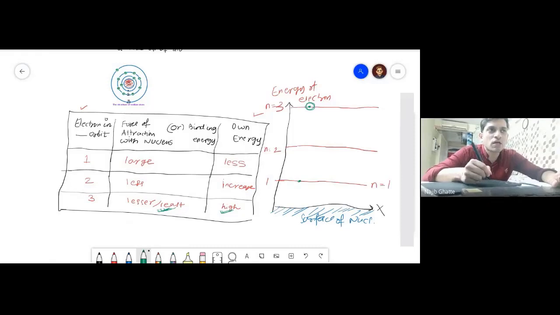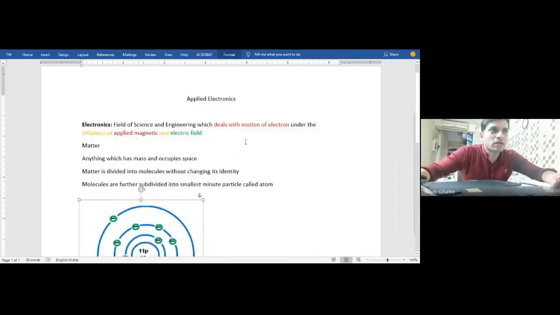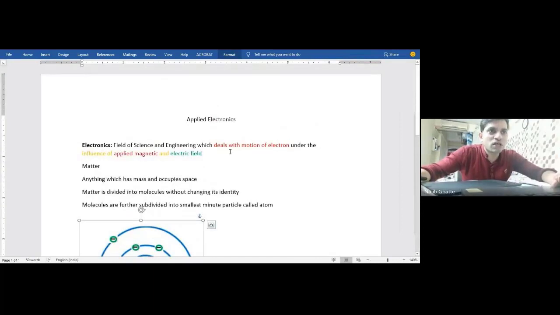That is the reason you always go for the electron available in the last orbit. We call this the valence orbit, because this is the electron which can move out or be dislodged. Fine. So I hope you understood why I speak about electrons. Now it is very much clear that this is a field of science and engineering which deals with the motion of electrons under the influence of applied magnetic and electric fields. So I hope you understood why it is the electron, and not the proton or anything else. It is only the electron in the outermost shell.